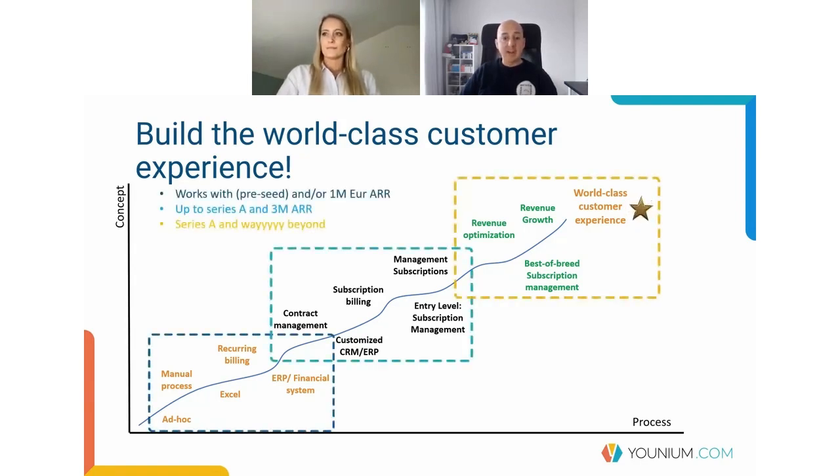So this part does fine in pre-seed and seed stage, or when you reach, for instance, 1 million euros or USD or 10 million Swedish crowns ARR. If you are at that stage, you can probably live with this. That's probably good enough. The black text here in the blue box should typically suffice up to around 3 million ARR in euros or USD, or maybe 30 million SEK, or up till a Series A round. And the yellow part will always be relevant when you keep on growing into your successful unicorn.